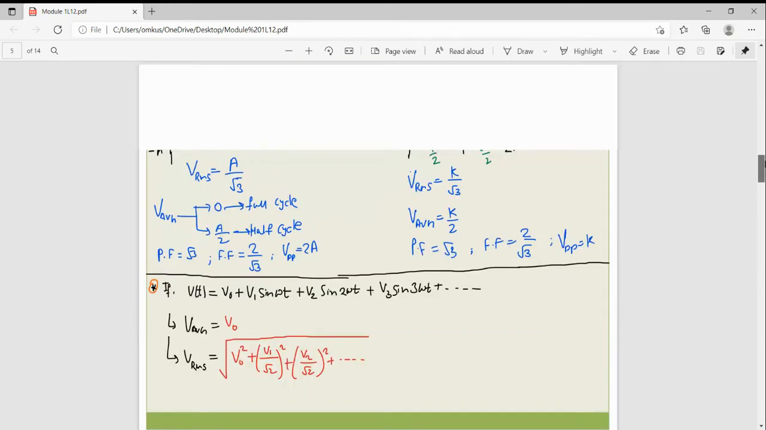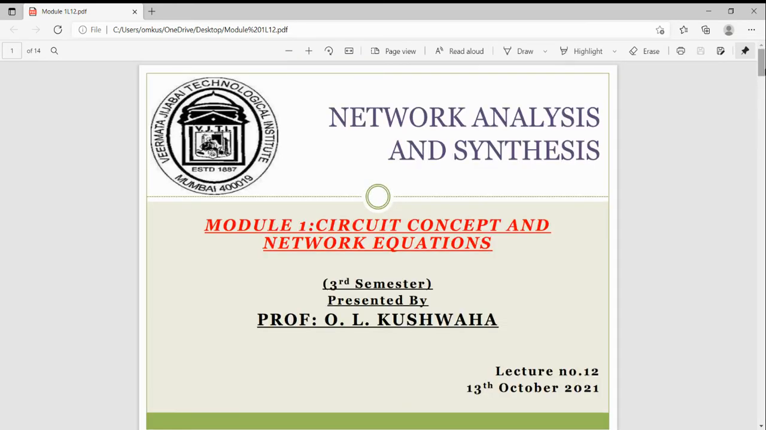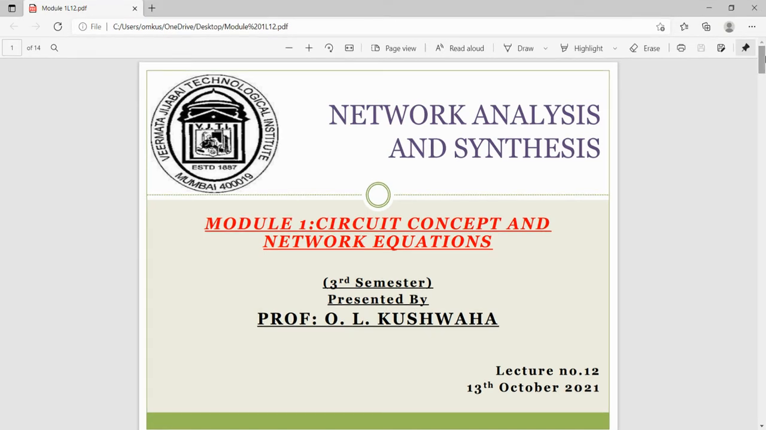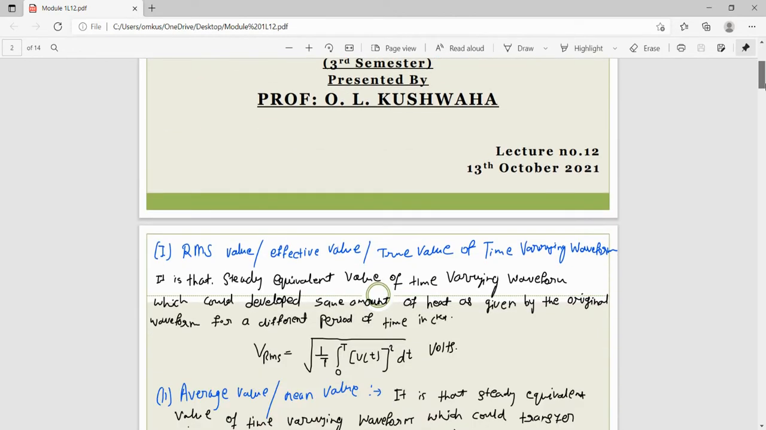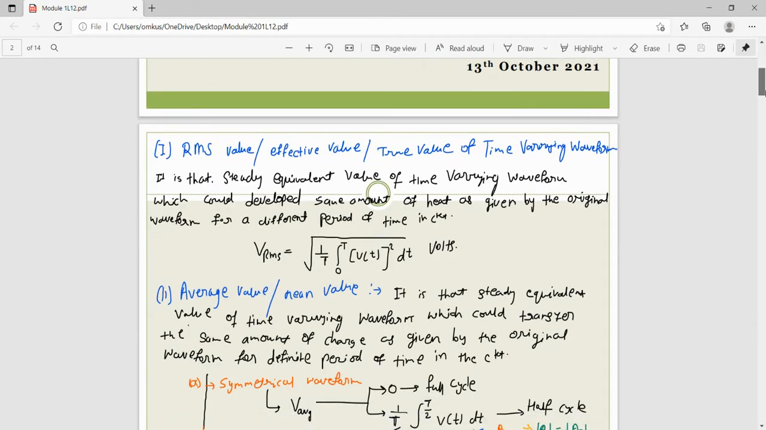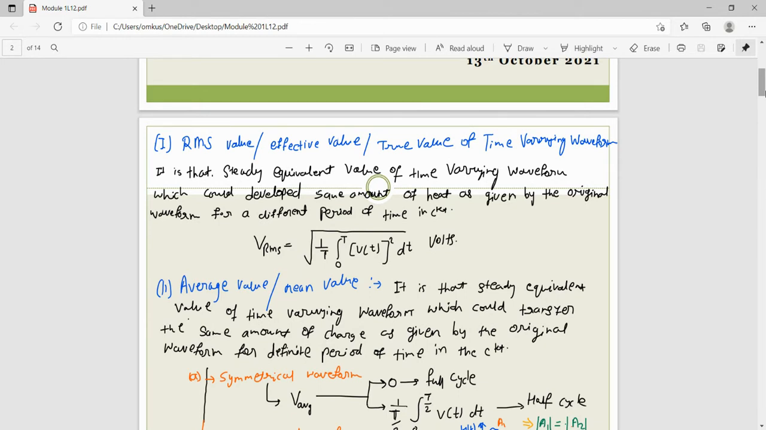Okay, friends, in our previous class, we saw some basics of AC. Now in this class, lecture number 12, we will see how to calculate the following factors: RMS value, average value, peak to peak factor, and crest factor. These are important factors which you frequently see in AC circuit analysis.